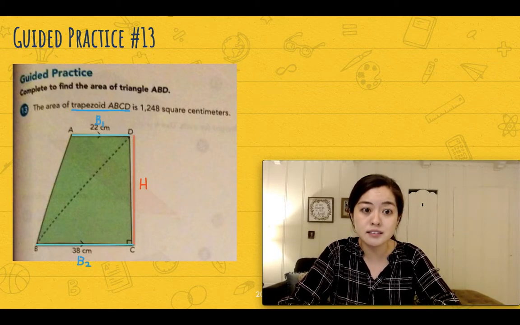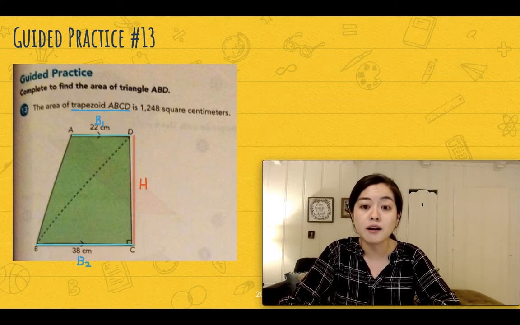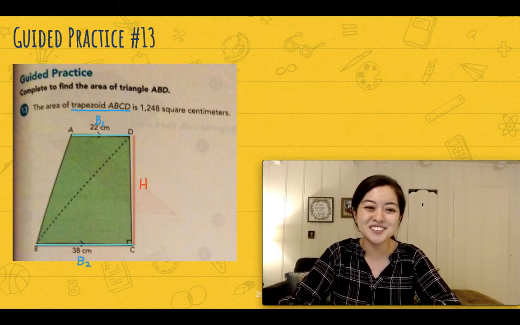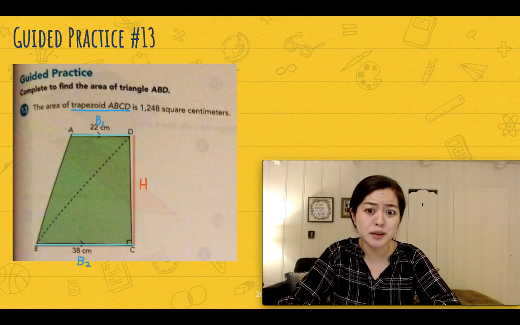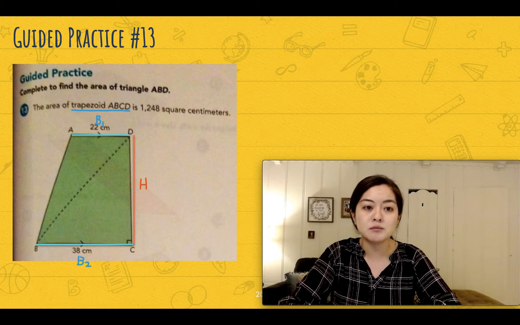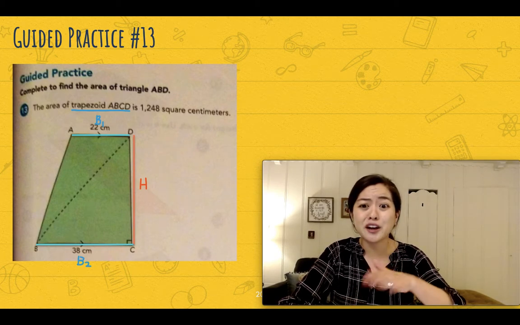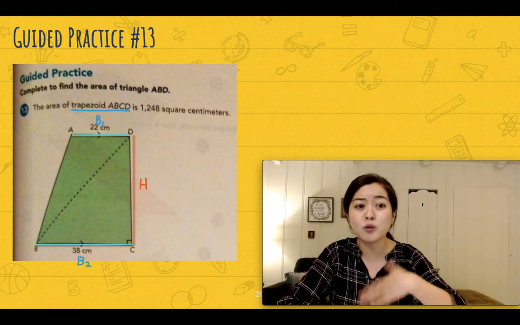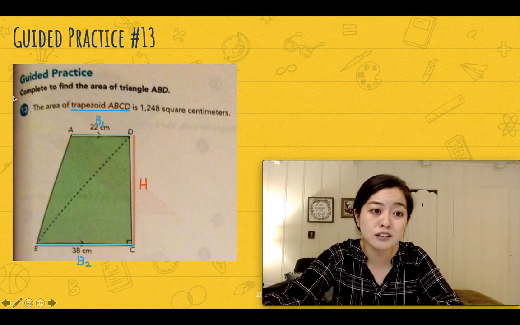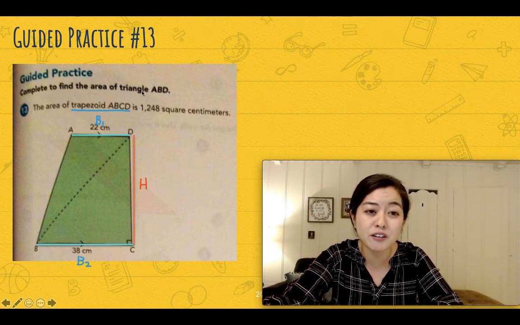The height is the distance between the bases of my trapezoid, where the height is not parallel, the height is perpendicular to my bases. But the height is not given, so that is something we have to determine. All right, but that's not the whole problem. The whole problem is, if you look at this bold, to find the area of triangle ABD.